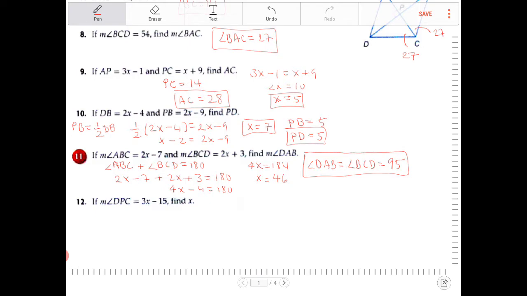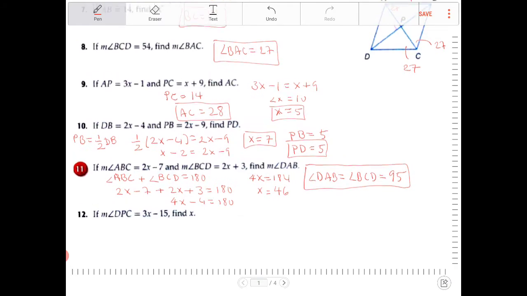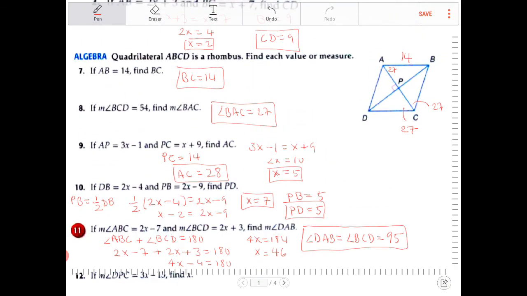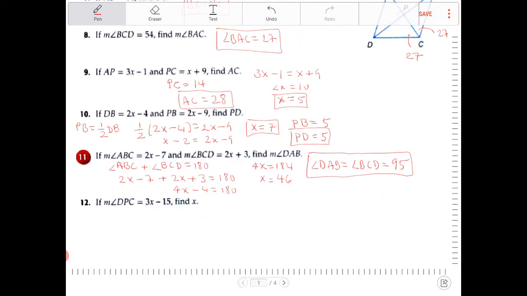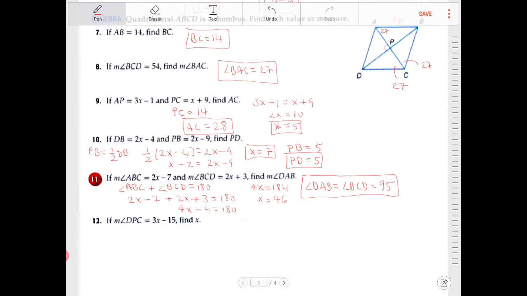And then if DPC is equal to 3x minus 15, find x. DPC is 3x minus 15. One of the properties of a rhombus, and also a square, is that the diagonals are not only bisecting one another, they are also perpendicular to one another. So the diagonals are perpendicular bisectors of each other. If that's the case, then DPC will equal 90.